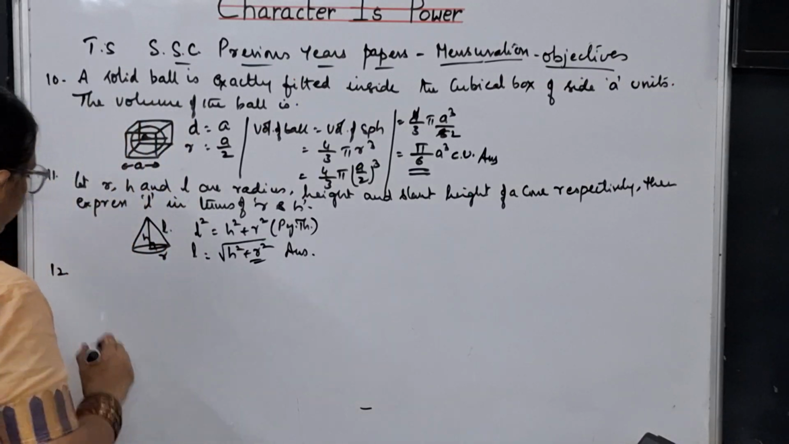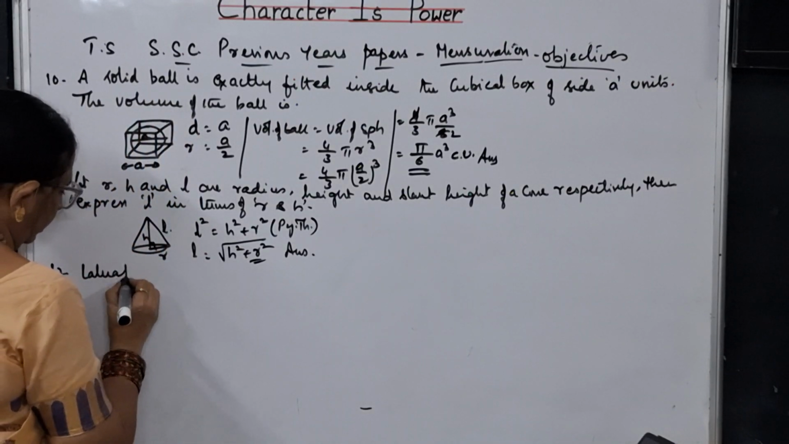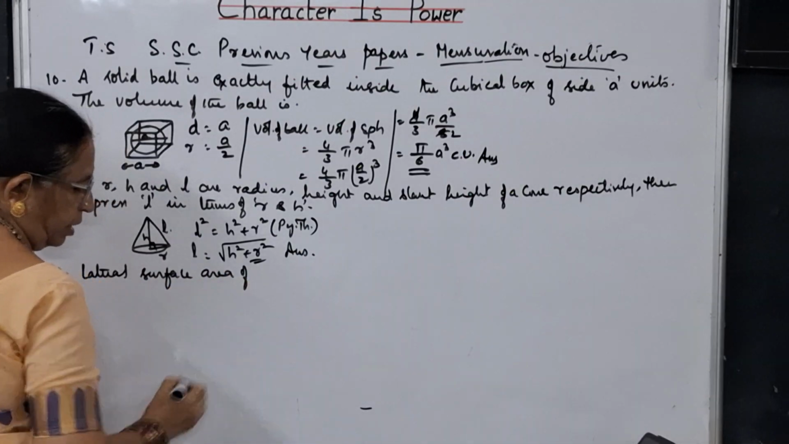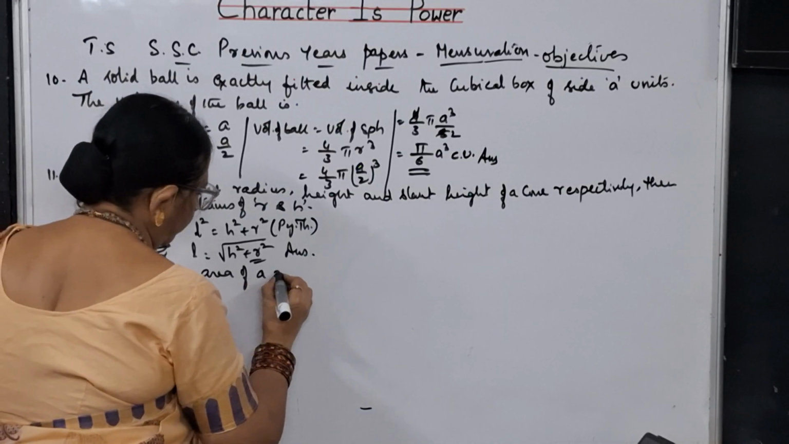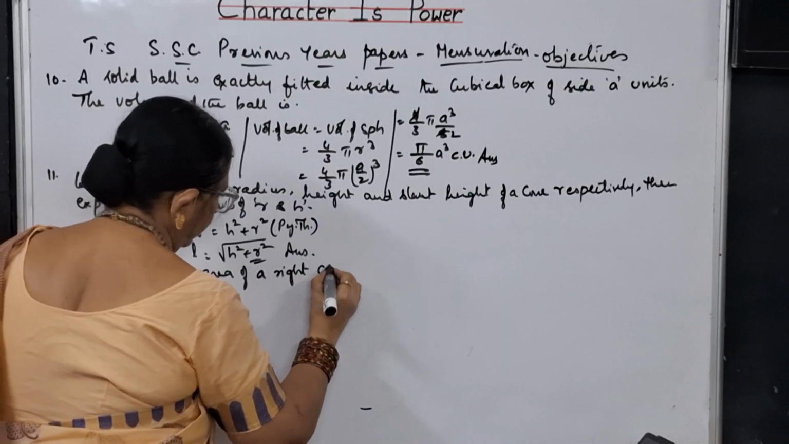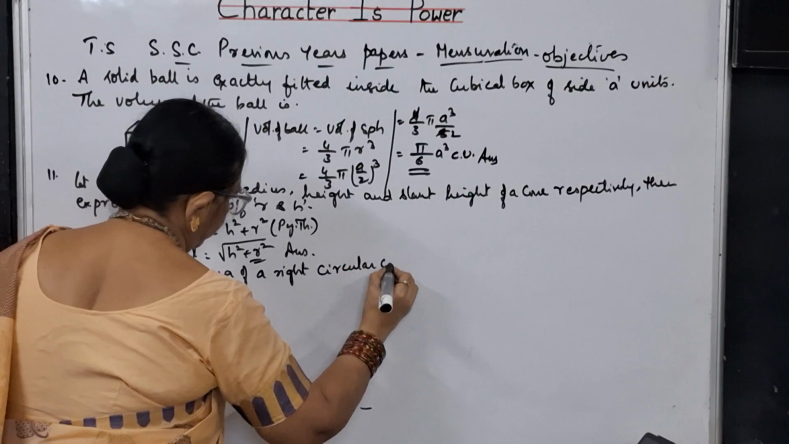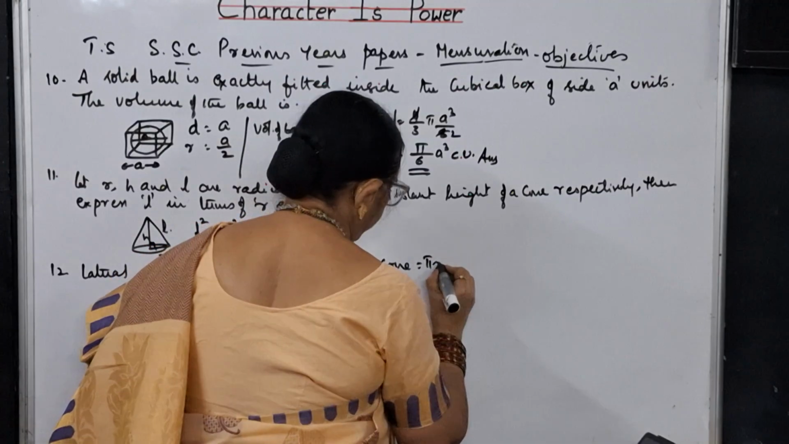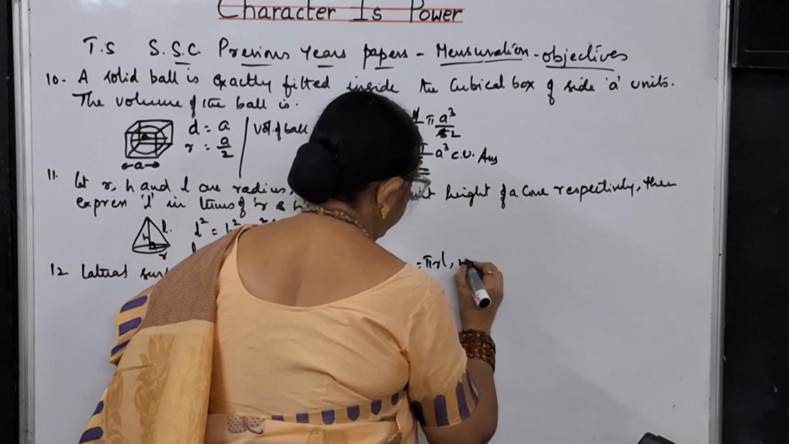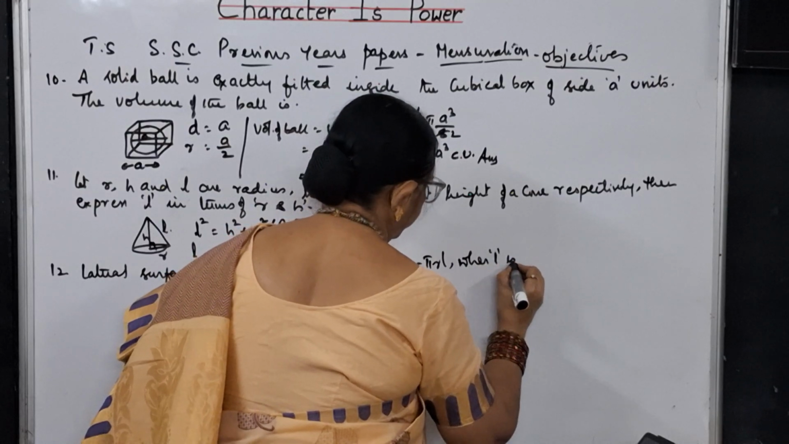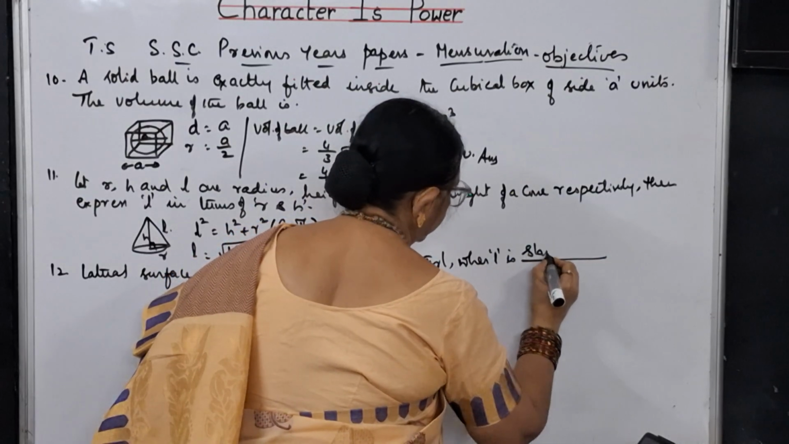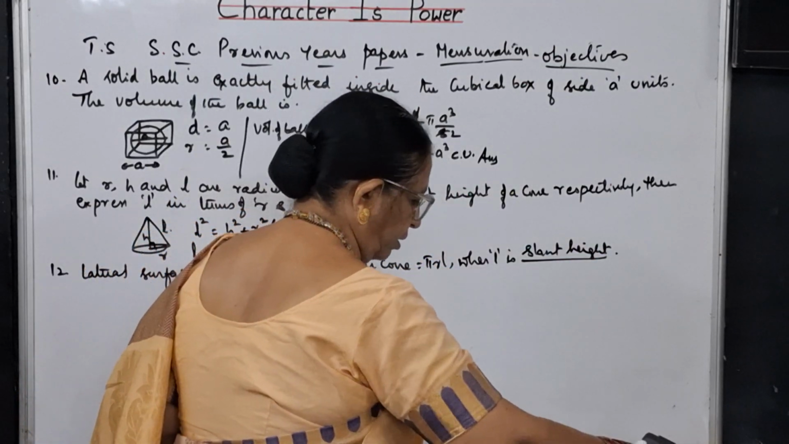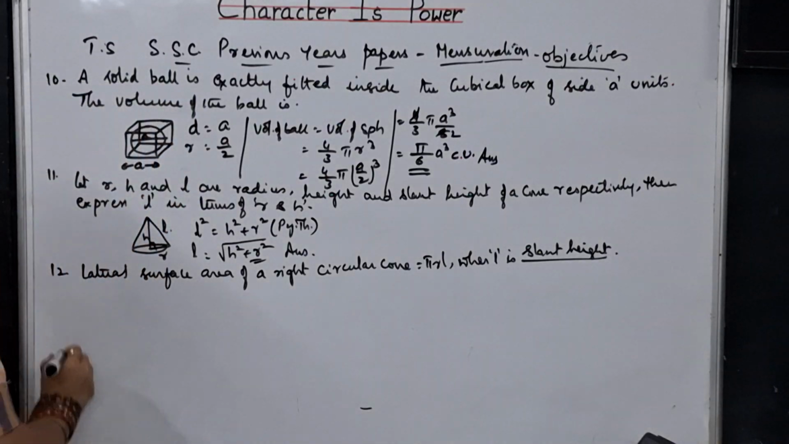Lateral surface area of a right circular cone is equal to pi r l, where L is, what is L, children? Slant height. Only you need to write what is L. L is slant height. Now 13th one.